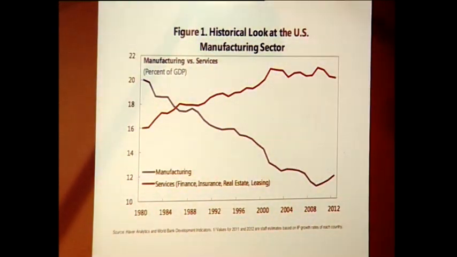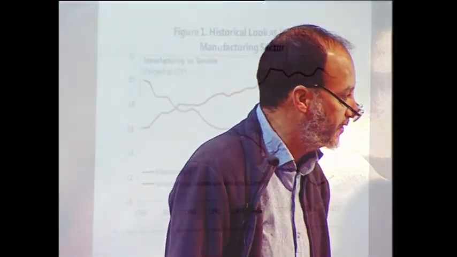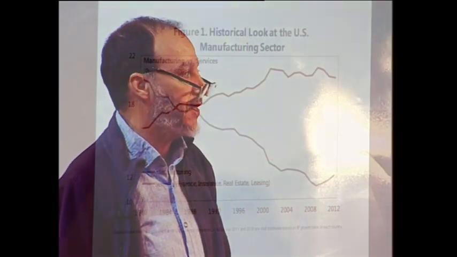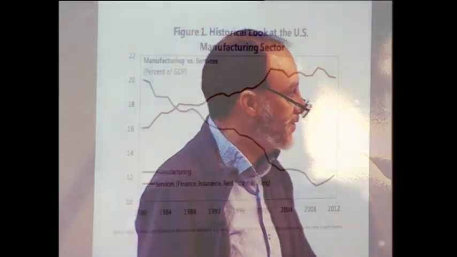Now, this is a curve showing, as the title shows, the historical outlook of the US manufacturing sector. We have two colors. We have the red color, which shows a steady increase, and we have the blue curve, which shows a clear decrease. Now, the blue color is manufacturing.